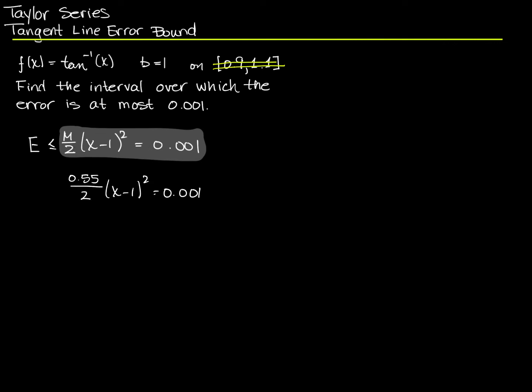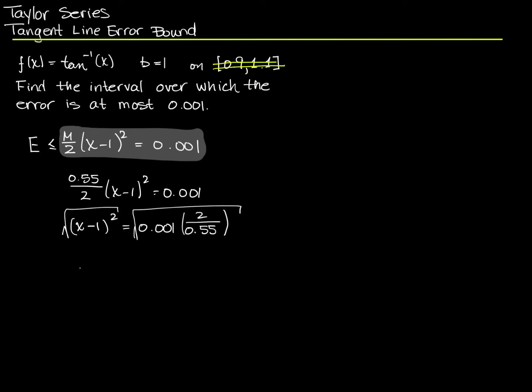And now I'm just going to solve this for x. So let's see, I'll write this as x minus 1 squared equals 0.001 times the reciprocal of my fraction. And then I'll take the square root of both sides. Let's do that much first. I have 0.001 times 2 divided by 0.55. That gives me about 0.0036. And then I'm going to take the square root of that.